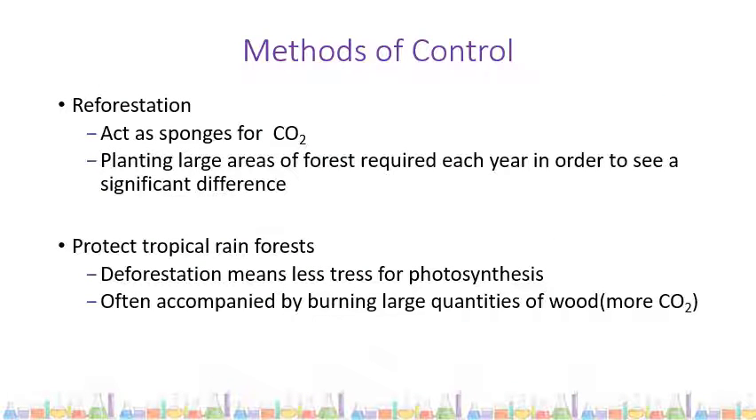The main things that we can be doing is reforestation, planting large areas of forest, and protecting the tropical rainforests that we do have. By cutting these down, we have less trees for photosynthesis, which is often accompanied by burning of large quantities of wood, which in turn produces more carbon dioxide.